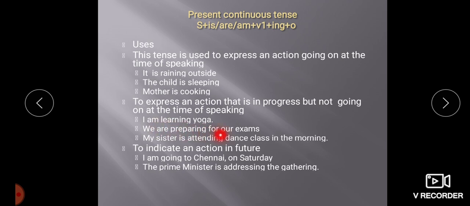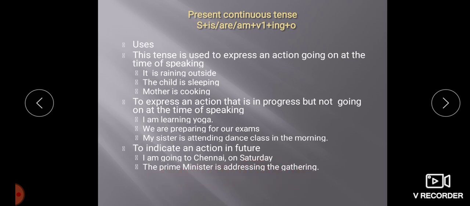like I'm learning yoga. You're learning yoga, it's a progressive thing, but at the time of speaking it is not in effect. We are preparing for exams is another example. My sister is attending dance class in the morning is another example. One more important use is to denote an action in future. I am going to Chennai on Saturday. The Prime Minister is addressing the gathering.